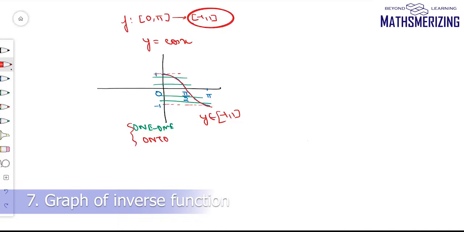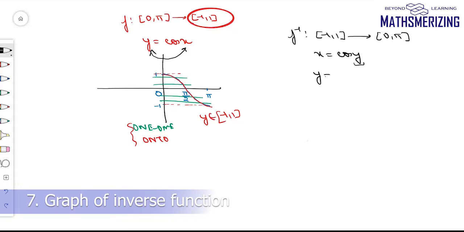Now I'll need to find the inverse of this function. Because f is defined from 0 to pi to -1 to 1, f inverse will be defined from -1 to 1 to 0 to pi. And I'll write the inverse function. So I'll interchange x and y. If I interchange x and y, I'll get x equals cos y. Now if I find y, I can write y equals cos inverse of x. So I'll need to draw the graph of y equals cos inverse of x.